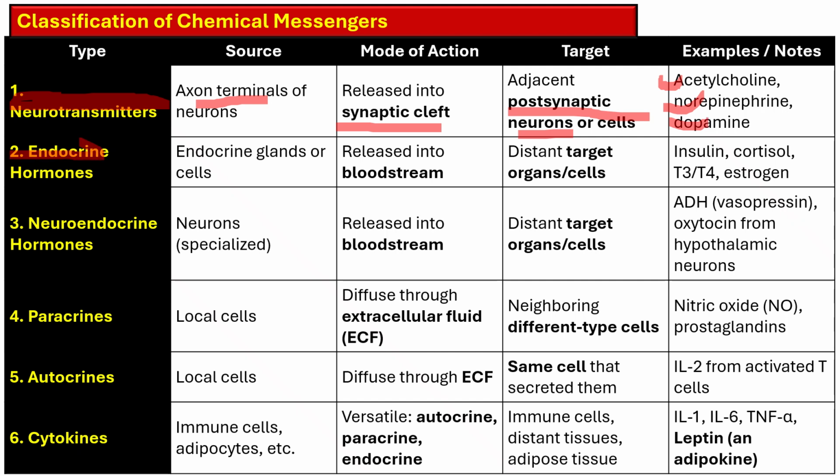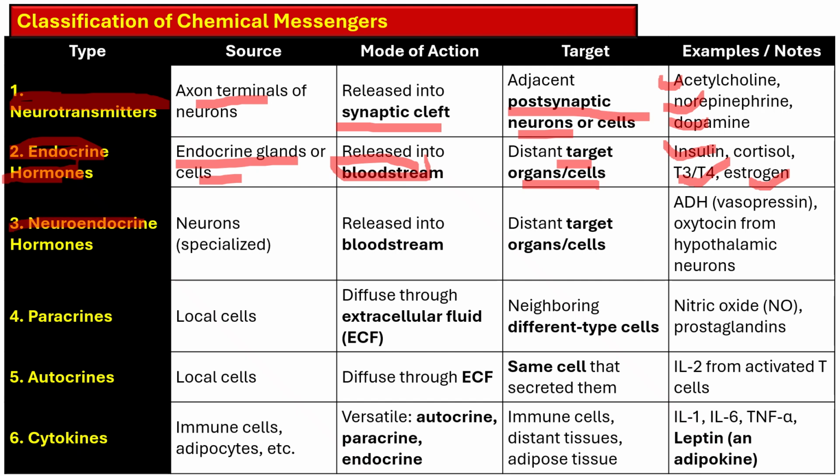The endocrine hormones are secreted from the endocrine glands or cells, and they are released into the bloodstream. Their target is a distant organ or cells. Examples of these hormones are insulin, cortisol, T3, T4, and estrogen.